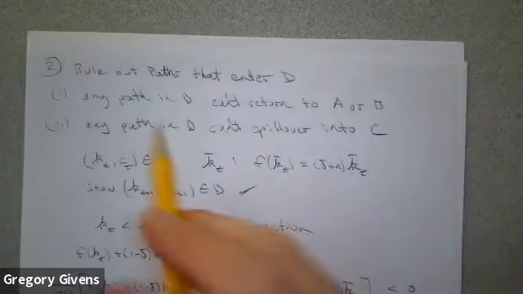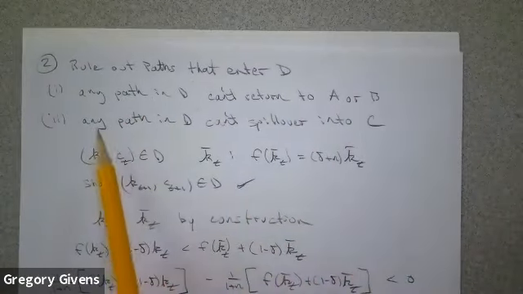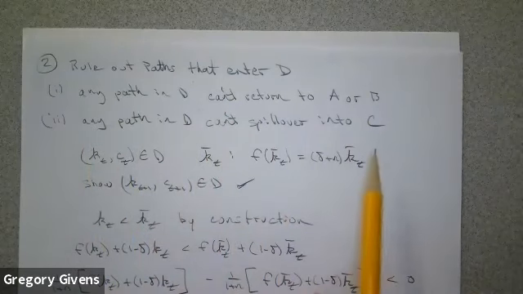Okay, so we have established that any path in D can't return to regions A or B, and we've established that any path in D can't spill over into C. The last thing we need to establish, and I won't. Wait, so that shows both of them, that shows the 1 and the 2?